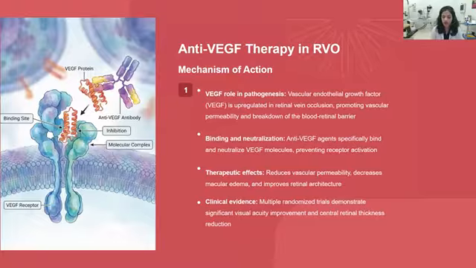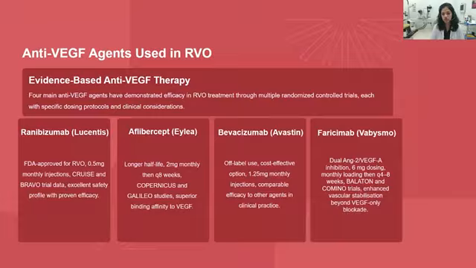There are, of course, multiple randomized trials which have been conducted on them. The four main drugs that are used are ranibizumab, aflibercept, bevacizumab, which is off-label but used very commonly in developing countries, and faricimab, which has a dual angiopoietin-2 and VEGF-A action and has been recently approved for RVO. I'm not going into the studies because there are a lot of them, but I mentioned them on the slide. These studies have all proven that all these molecules are very useful for retinal vein occlusion.